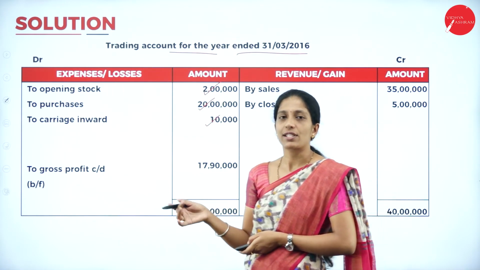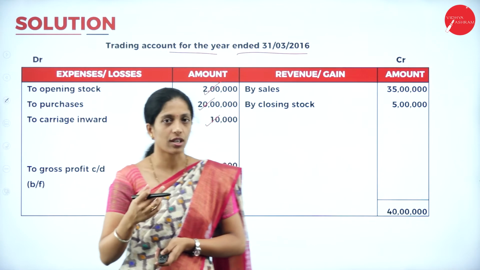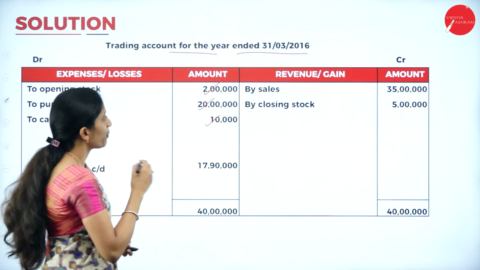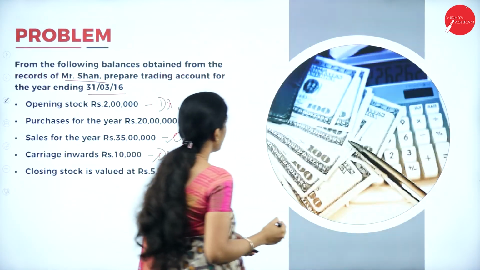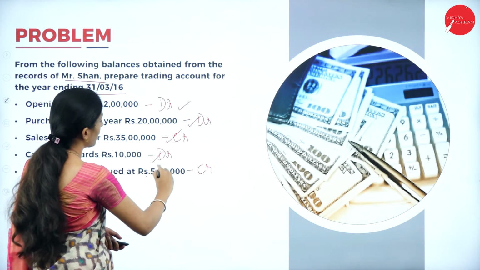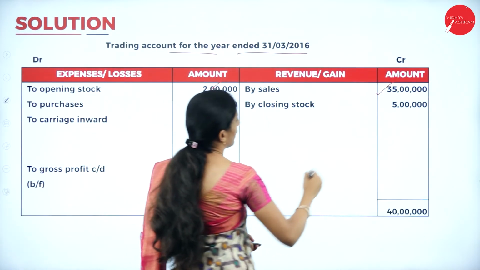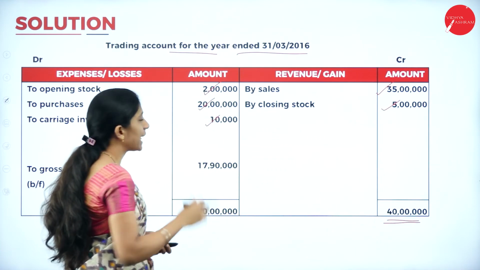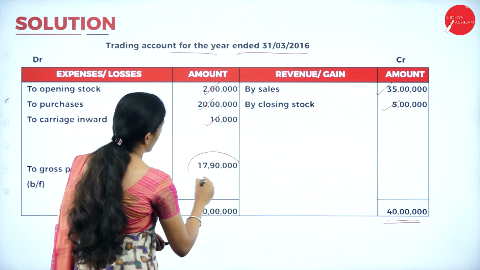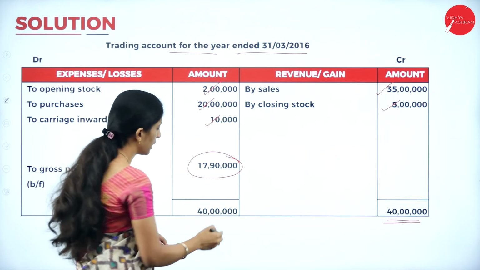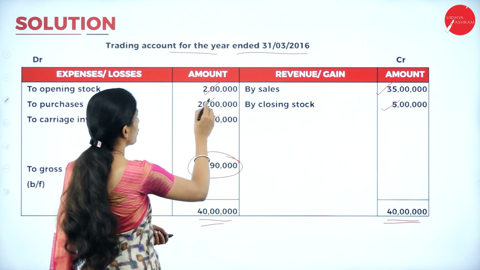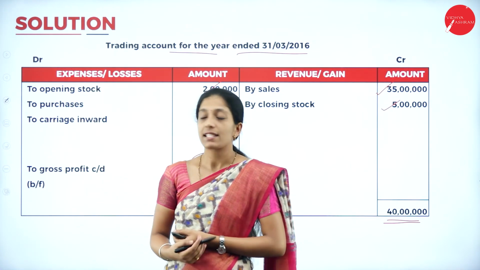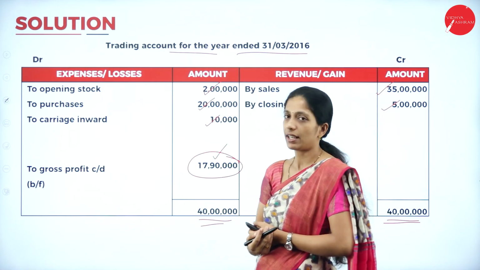Now coming to the credit side, by sales, by closing stock. What is the sales here? Sales is 35 lakh. So by sales 35 lakh and by closing stock. What is the closing stock? 5 lakh. So write by closing stock 5 lakh. The total is 40 lakh here, but you will get a balancing figure in the debit side, that is 17 lakh 90,000. That is 40 lakh minus 10,000 minus 20 lakh minus 2 lakhs. So you will get a balancing figure of 17 lakh 90,000.